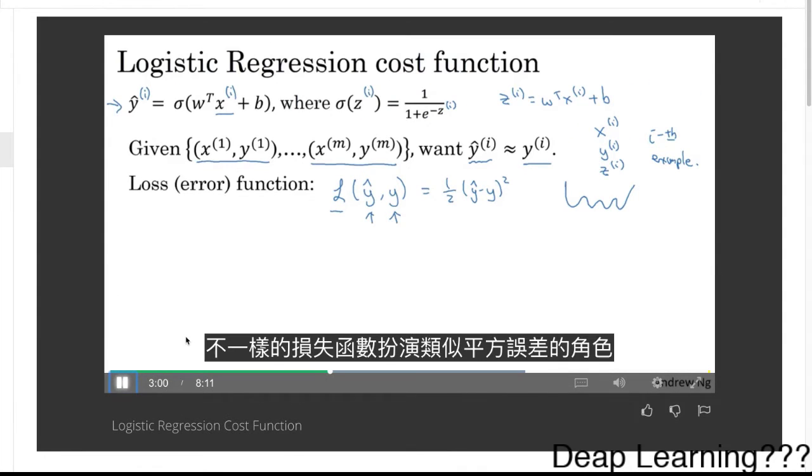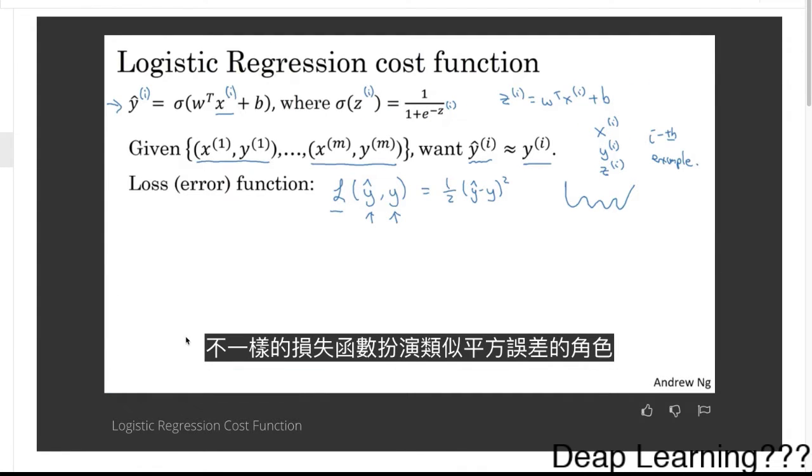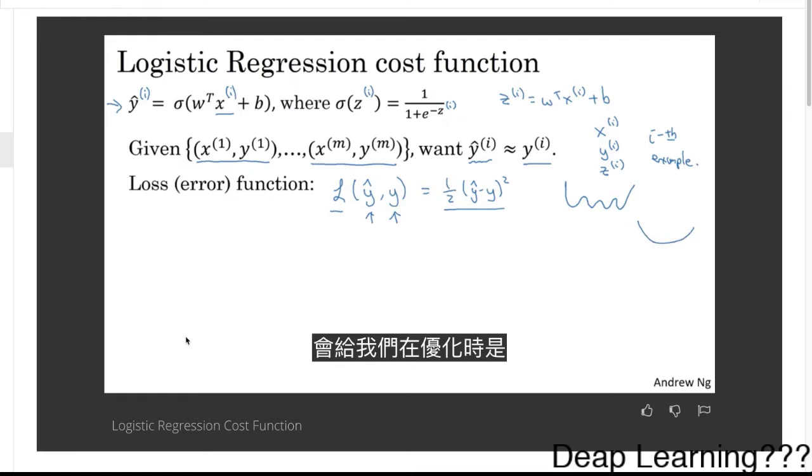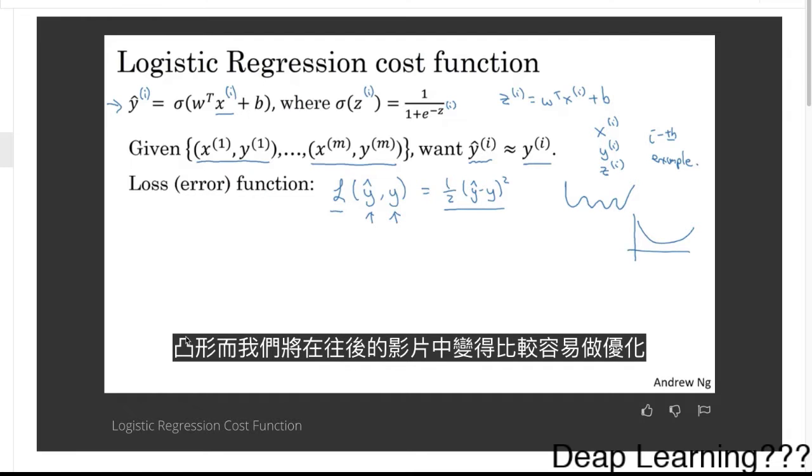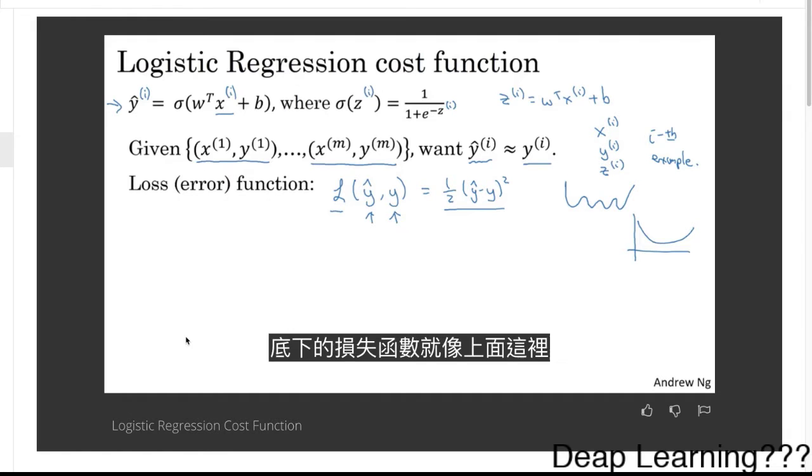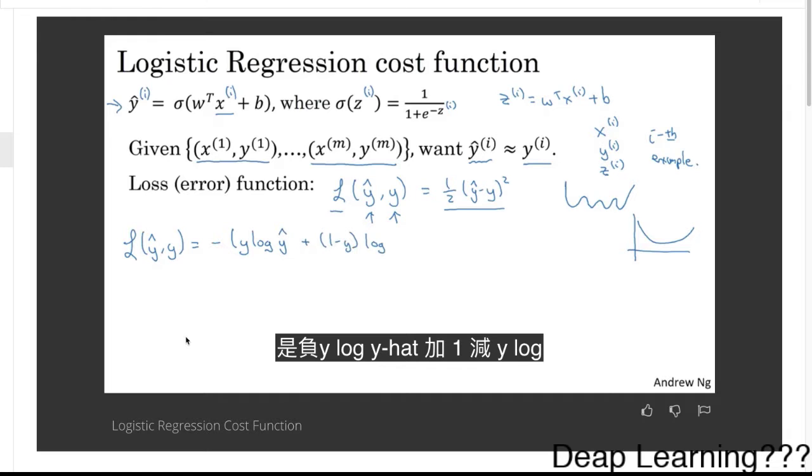So in logistic regression, we will actually define a different loss function that plays a similar role as squared error, but will give us an optimization problem that is convex, and so we'll see in a later video it becomes much easier to optimize. What we use in logistic regression is actually the following loss function, which I'm just going to write out here: negative y log y hat plus 1 minus y log 1 minus y hat.